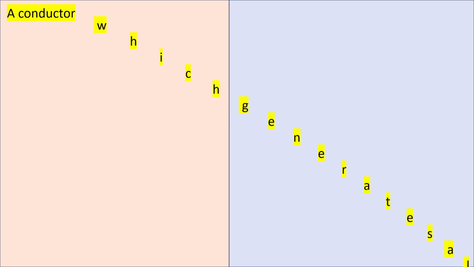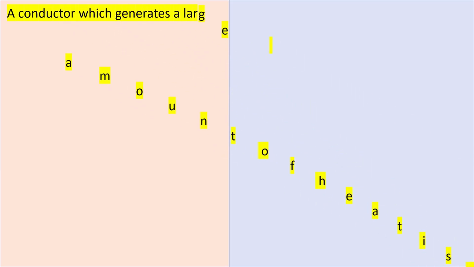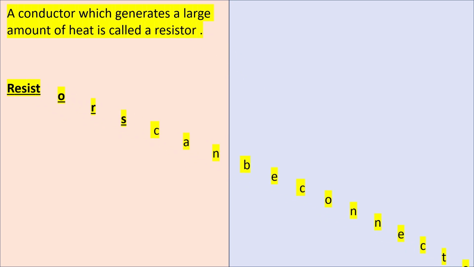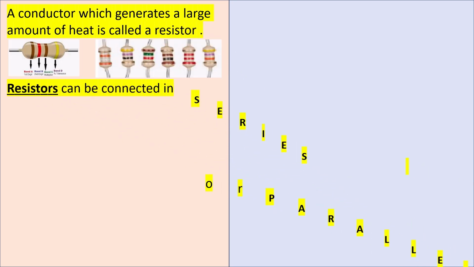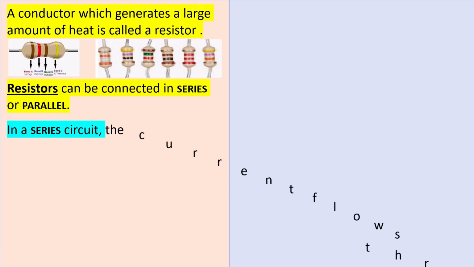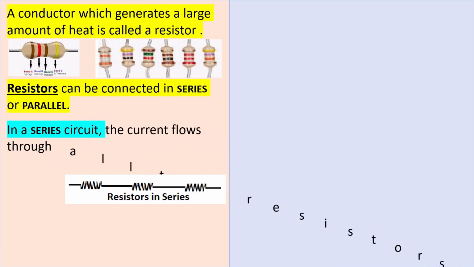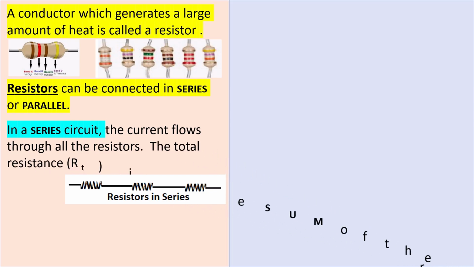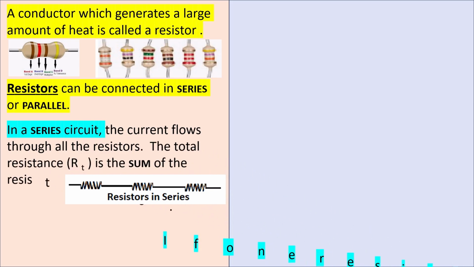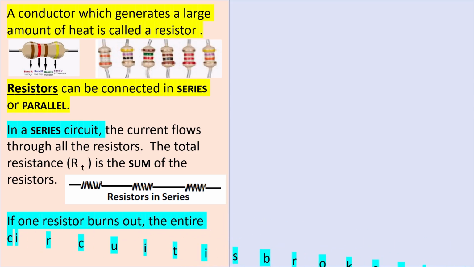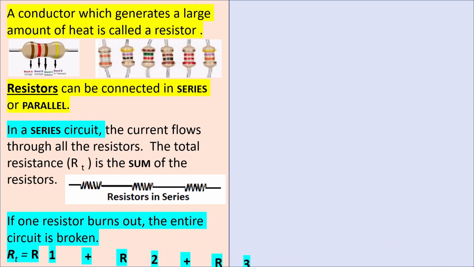A conductor which generates a large amount of heat is called a resistor. Resistors can be connected in series or parallel. In a series circuit, the current flows through all the resistors. The total resistance, RT, is the sum of all the resistors. If one resistor burns out, the entire circuit is broken. RT is equal to R1 plus R2 plus R3.